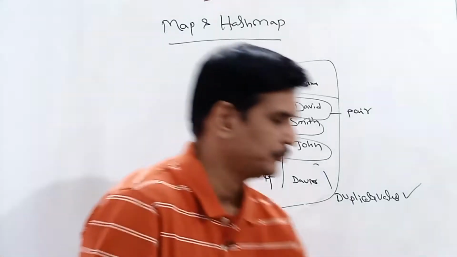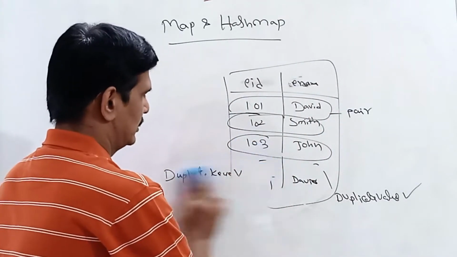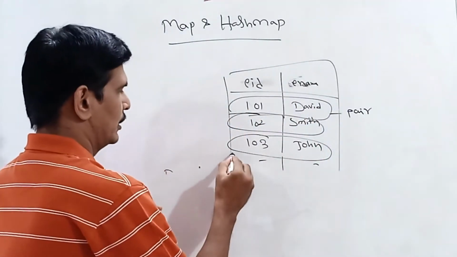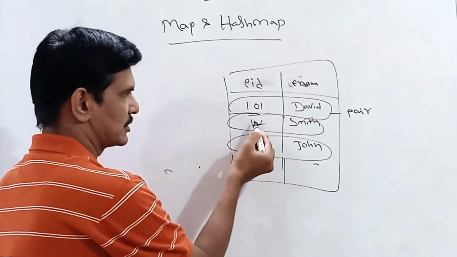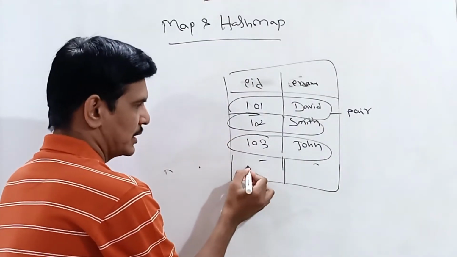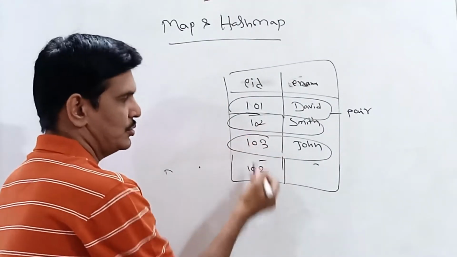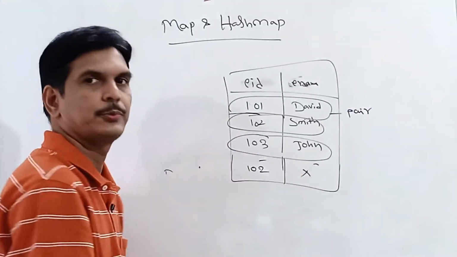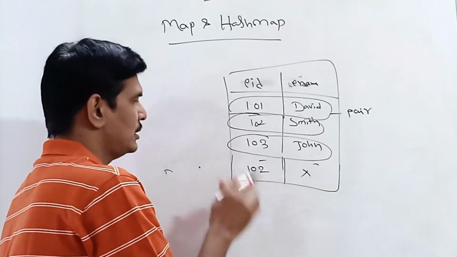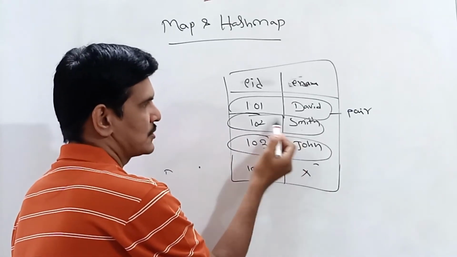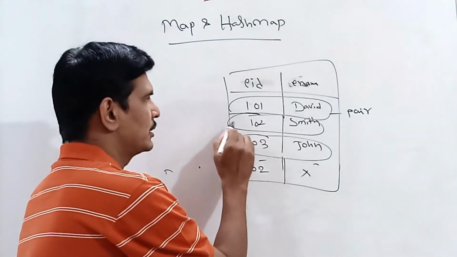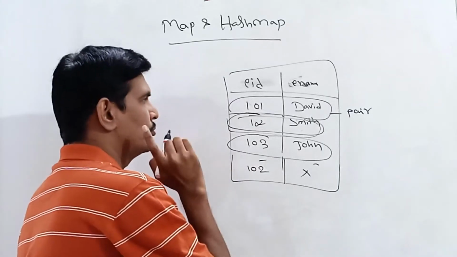For example, let us say I have these 3 records in my map. Now I want to add one more key. For example, the 102 Smith record is there. This is one pair I have in the map. Suppose I still want to try to add one more 102, the same key, with some different value. In this case, it will not throw any error or exception, but whatever value we have associated with 102, the same value will be replaced with the new value, and the record or pair will be the same. Only one pair will be maintained.